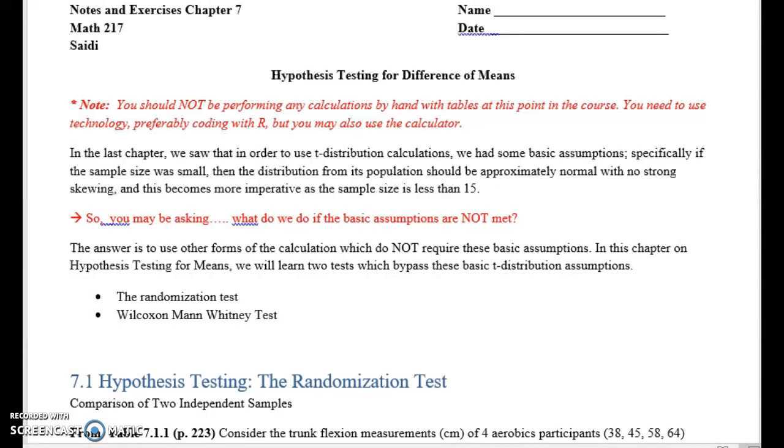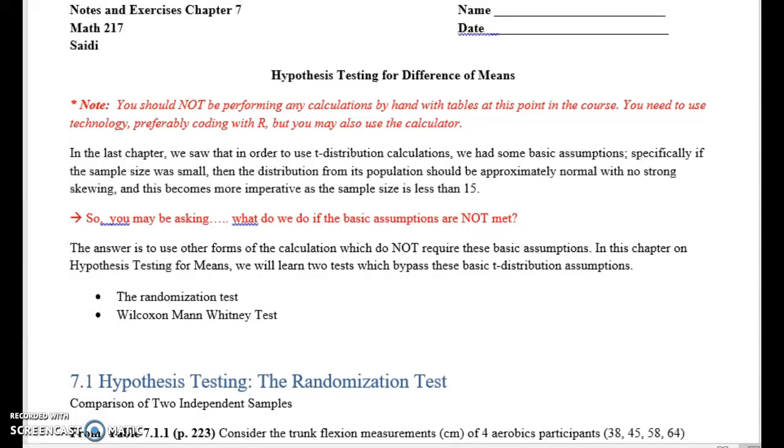And as I mentioned, when you learned the t-distribution in the prior chapter, you learned about some basic assumptions that were required in order to use the t-distribution. And the most important thing is that if the sample size is small, then the distribution of the population from which the sample came should be relatively normal. And so the question that you should have come up with in that last chapter is, what do we do if the basic assumptions are not met?